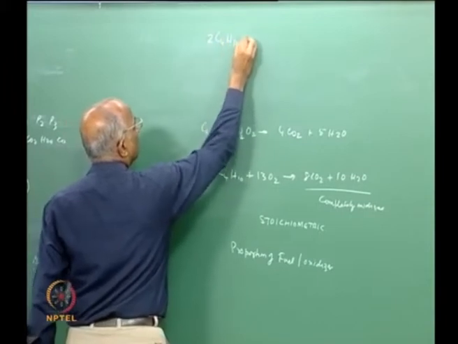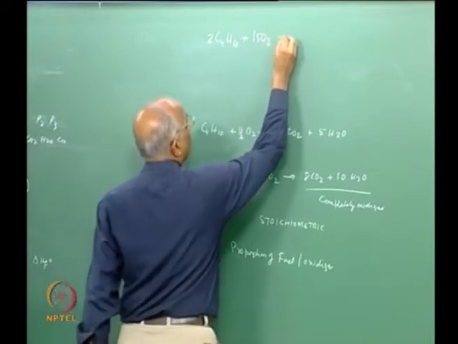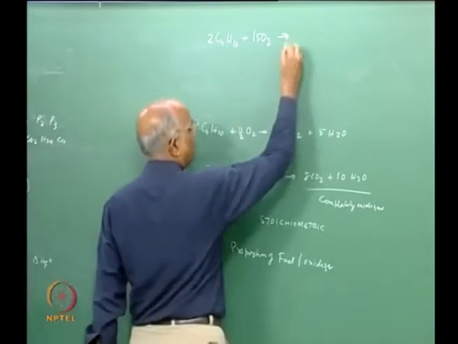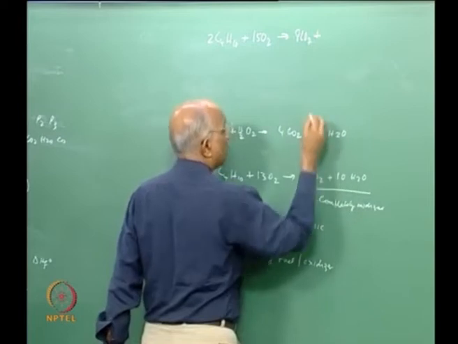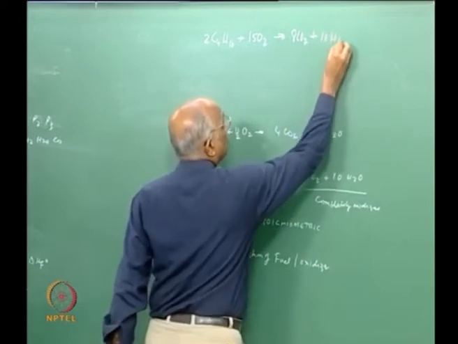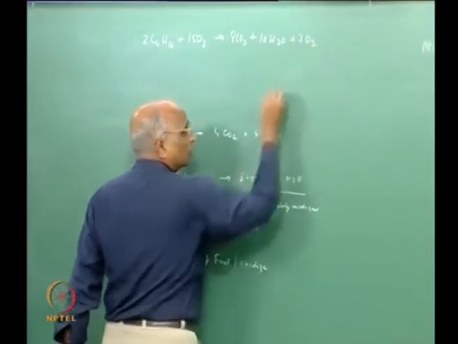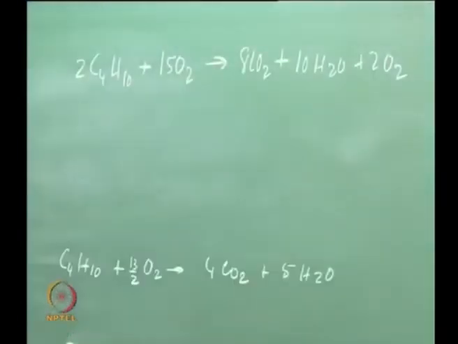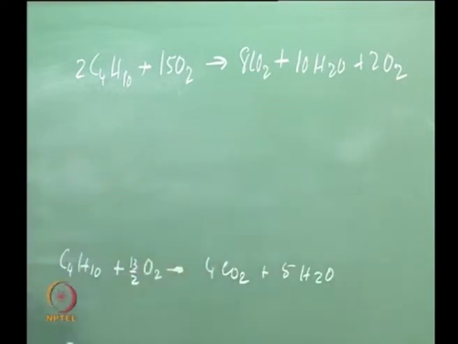(2C4H10) plus 15O2, giving me, again, what is this reaction going to give me? I have excess oxygen, therefore I still get 8CO2 plus 10H2O plus I am left with 2 of oxygen. Is it all right? Because I have more oxygen than available, the oxygen first oxidizes the carbon and the hydrogen to form carbon dioxide and water, and this is what I get.